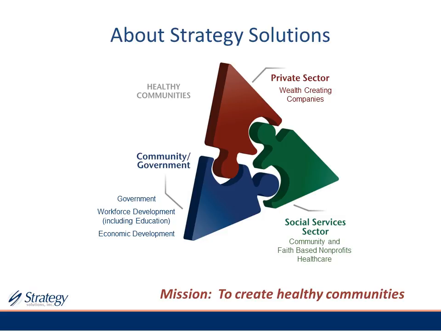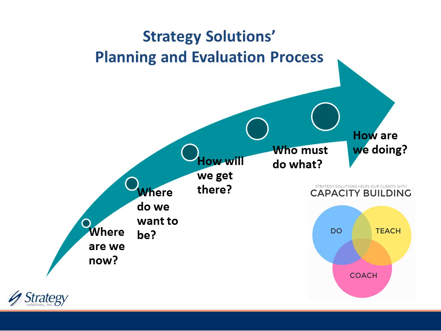And we've created a planning and evaluation process that works, answering these 5 basic questions. Where are we now? Where do we want to be? How are we going to get there? Who's going to do what? And then it sets up an evaluation process in terms of how are we doing. And we're a little atypical for many consultants in that we have a capacity building approach where we actually teach people how to set up and implement new systems through what I call a do, teach, coach model, where we'll actually help people put those processes into place and build the capacity in their organization to institutionalize the various functions that we might be talking about.